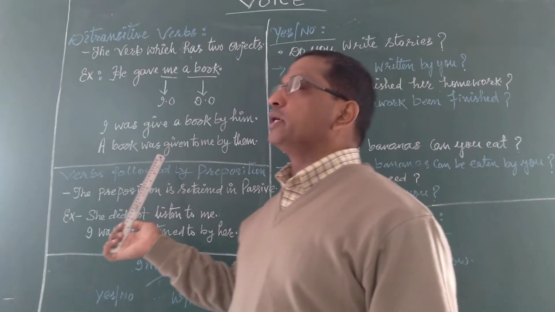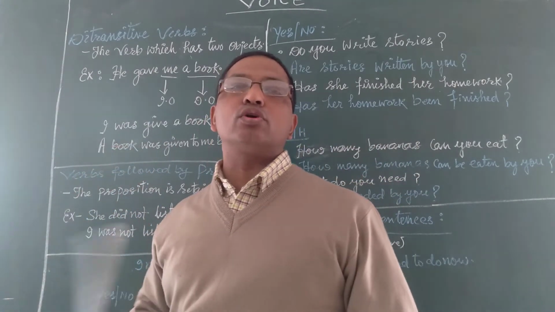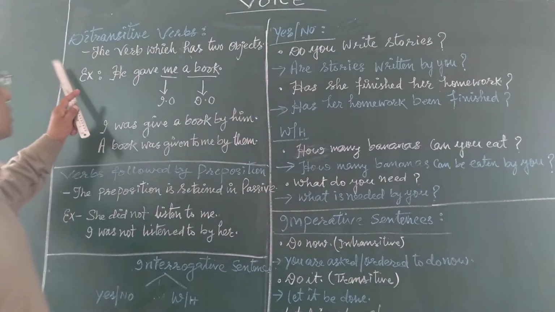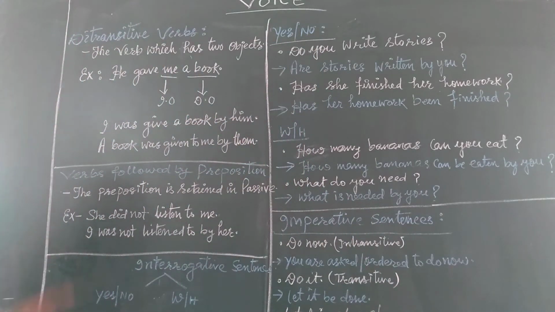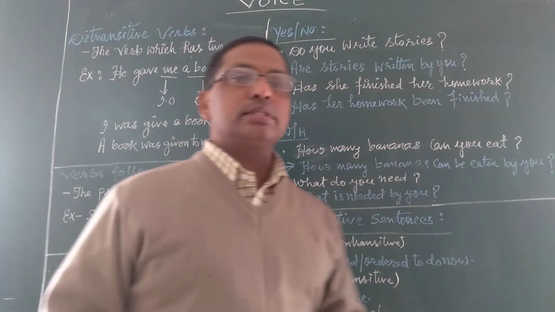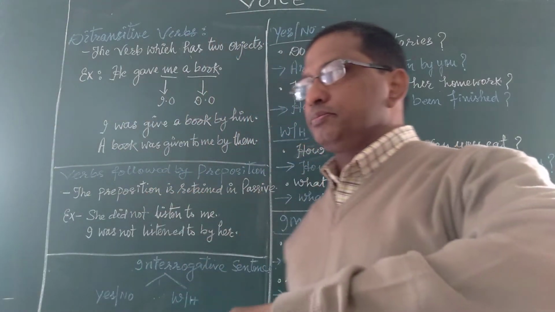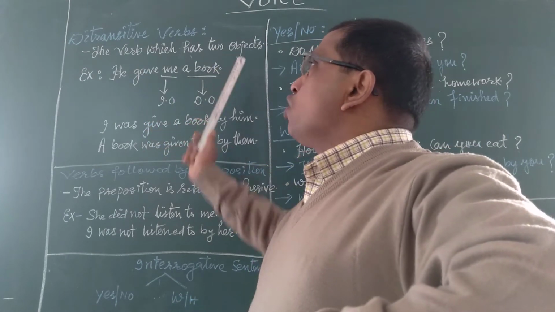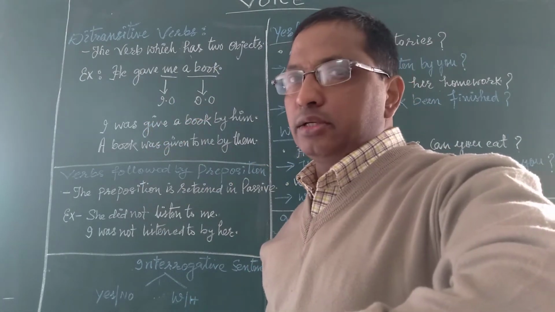Now in the second video, we are going to understand some more topics, some more points. First, we have seen ditransitive verbs. So the question is, what are ditransitive verbs? A verb which contains two objects is called a ditransitive verb.